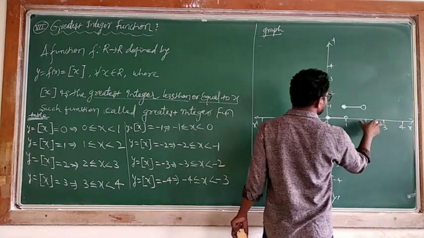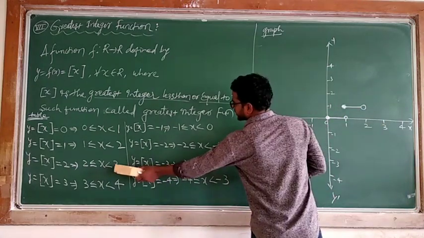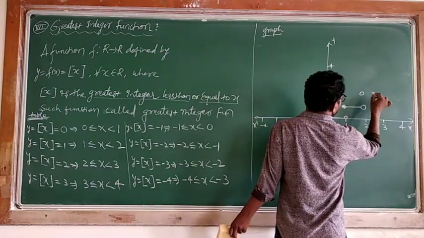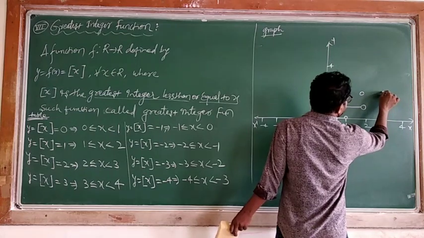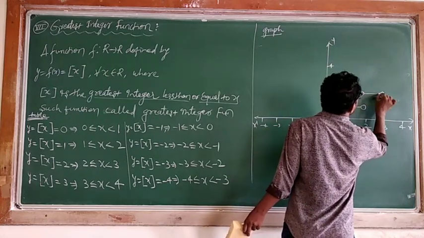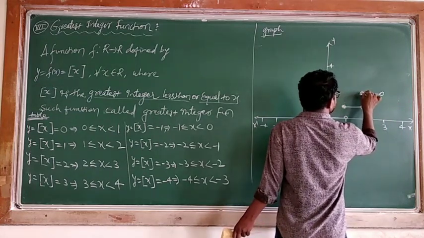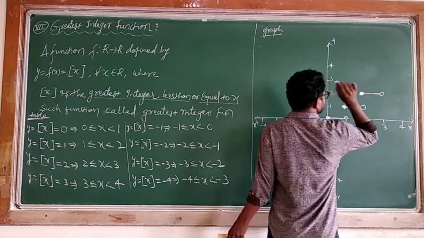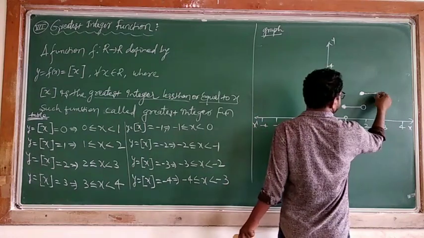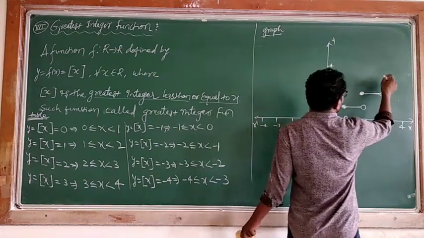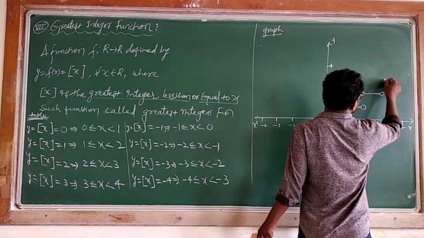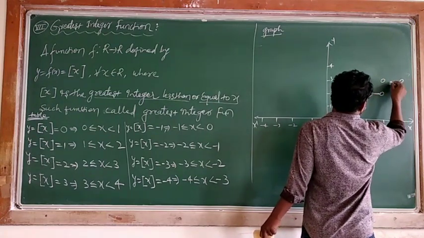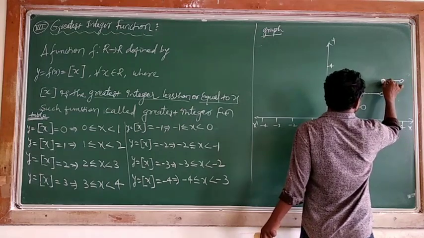And 2 to 3: 2 is here, 3 is here. At 2 you take one circle. When x is in between these, this is the value. You can draw a smaller line. Then 3 to 4: when you are taking 3 to 4, you will get 3 as the value. So this is the value.